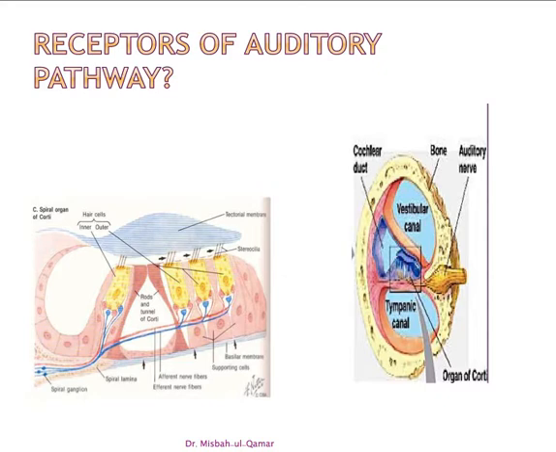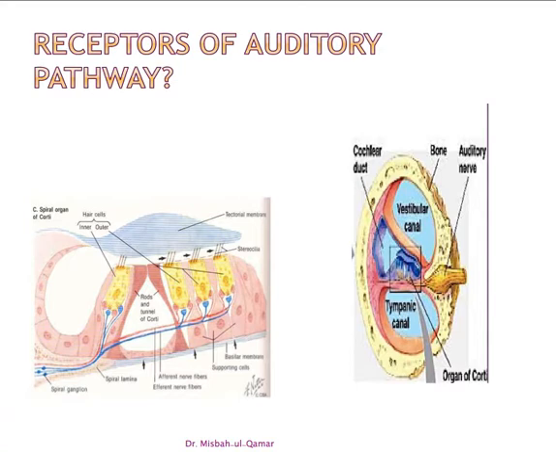Both inner and outer hair cells of cochlea are the receptors for the auditory pathway. These cells are innervated by afferent and efferent nerve fibers. So the afferent fibers, the sensory fibers, form the auditory nerve. I already told you that 90 to 95% of cochlear nerve fibers innervate inner hair cells, and the remaining 5 to 10% of the afferent nerve fibers innervate outer hair cells.